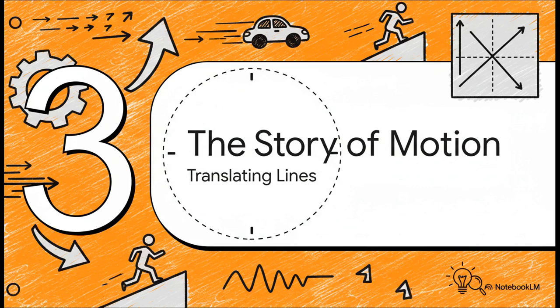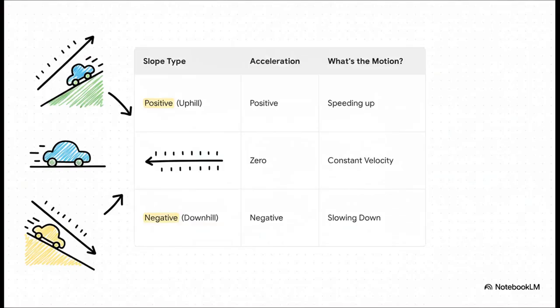So, if we know that the slope is acceleration, we can now look at any line on a VT graph and translate it into a real-world story. We can describe exactly what the object is doing. Let's break down the three main stories you're gonna see. First, if the line is slanting uphill, it has a positive slope. That means positive acceleration, so the object is speeding up. Makes sense. Now, if the line's going downhill, that's a negative slope, which means negative acceleration. It's slowing down. And what if the line is flat? Well, a flat line has a slope of 0, and that means 0 acceleration.